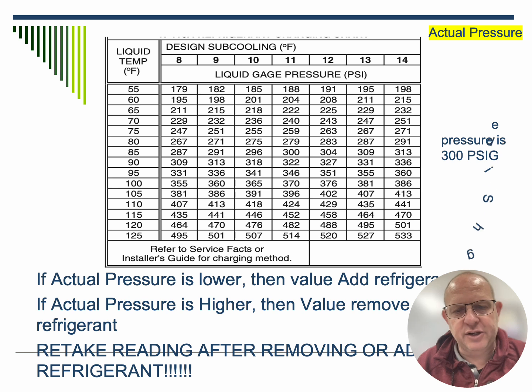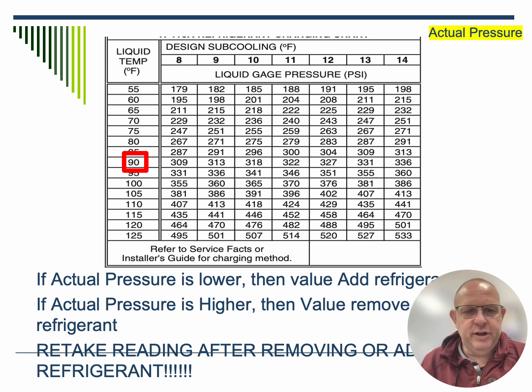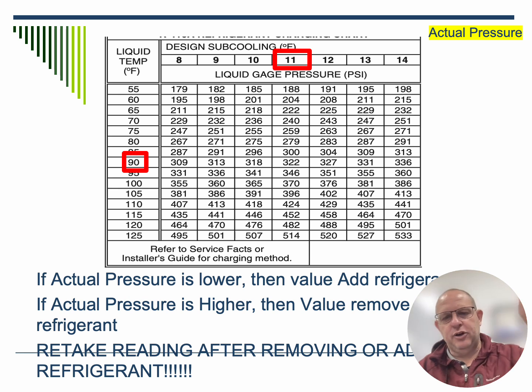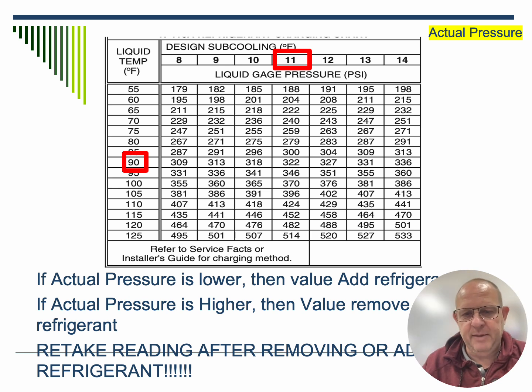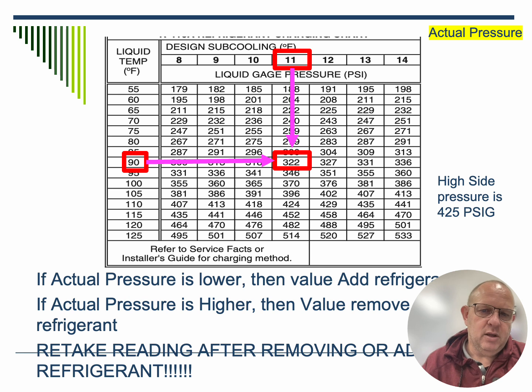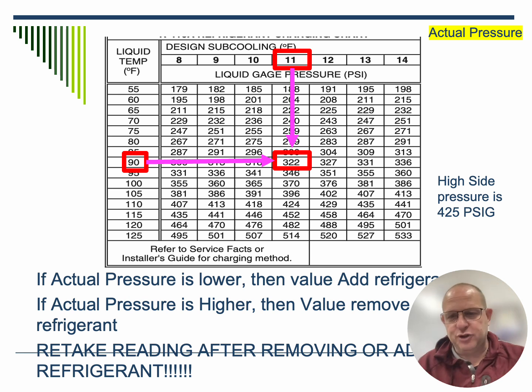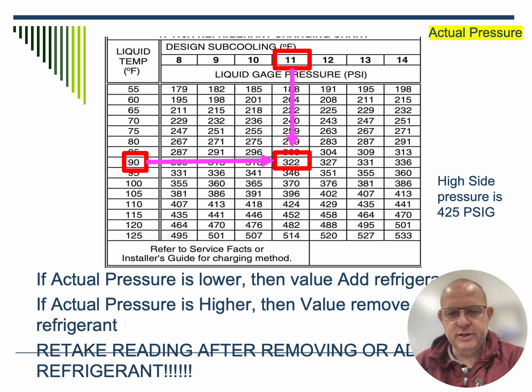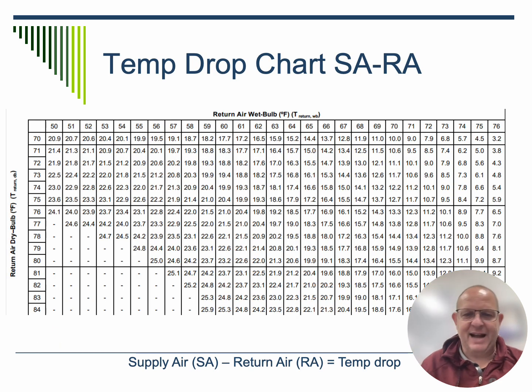Let's look at another condition, condition number 3. We're dealing with a 90-degree liquid line temp. We have 11 degrees of subcooling told to us by the nameplate on the Trane unit or Carrier, whichever you're looking at. Our pressure should be running at 322 psig. Our high side pressure is actually running at 425 psig. We will need to remove refrigerant to bring that pressure back down to the appropriate value.